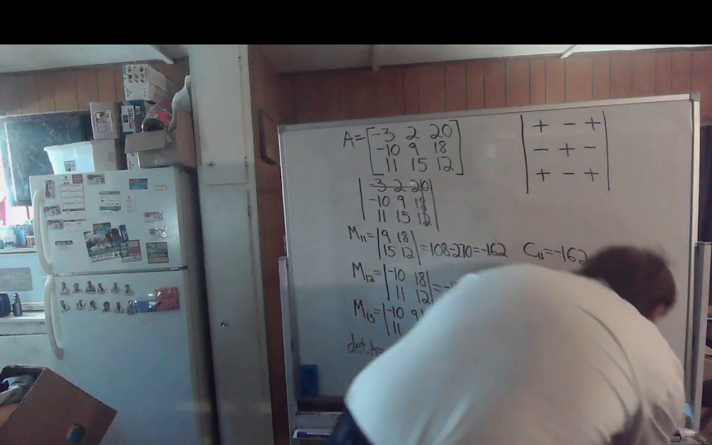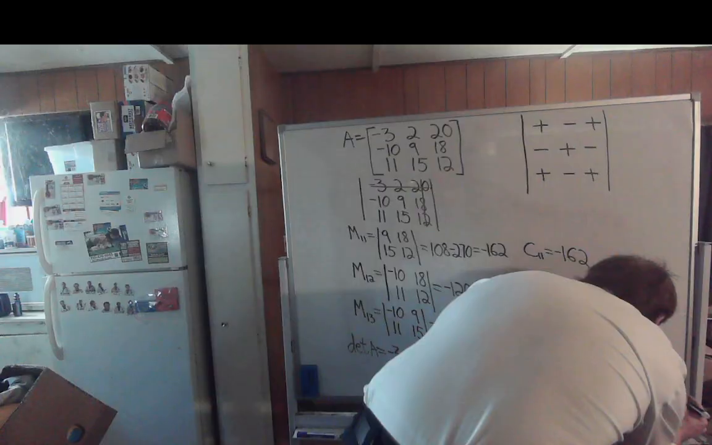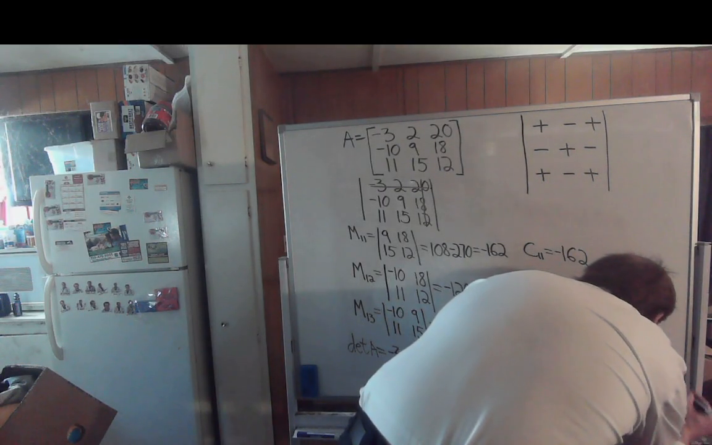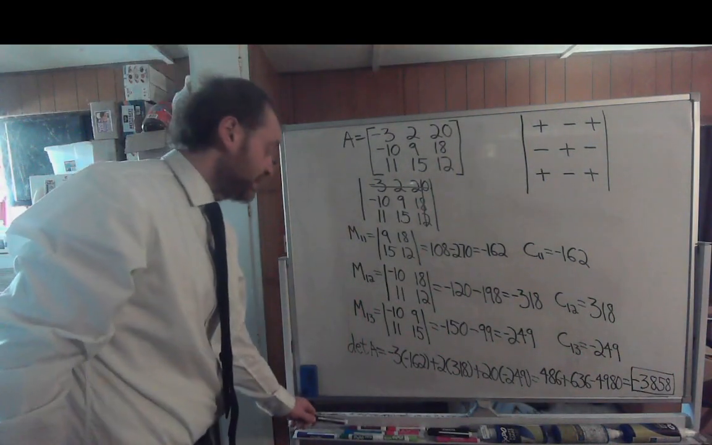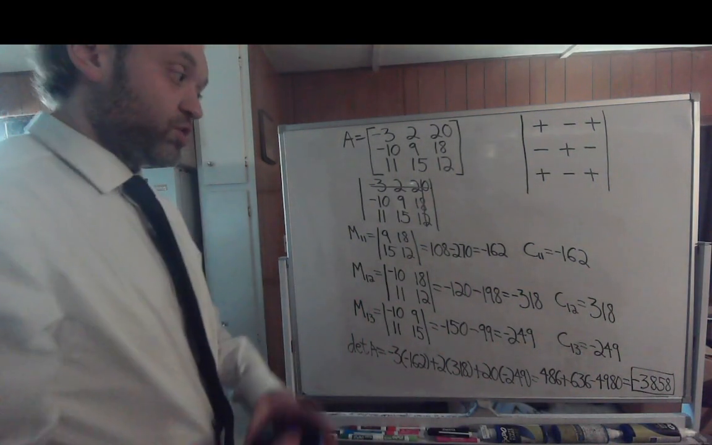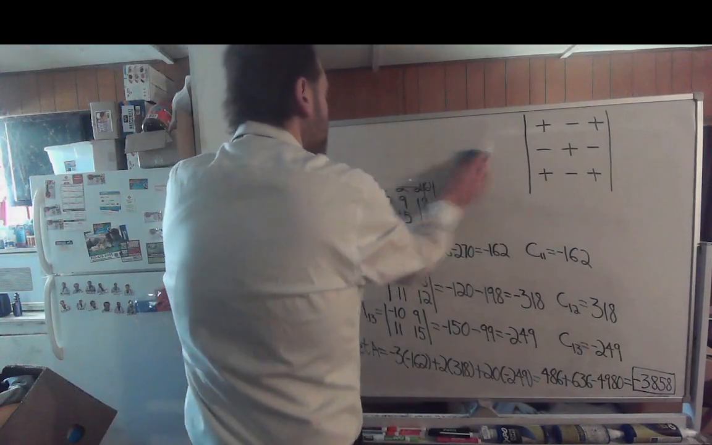Negative 3,858. Oh my goodness. Negative 3,858. That is the determinant for this matrix. Quite a large negative number. And I got one more and then we should be done.